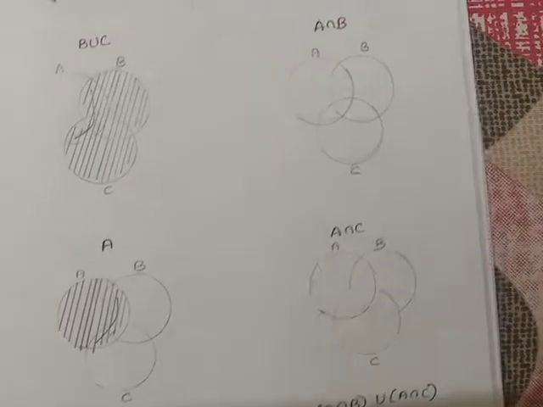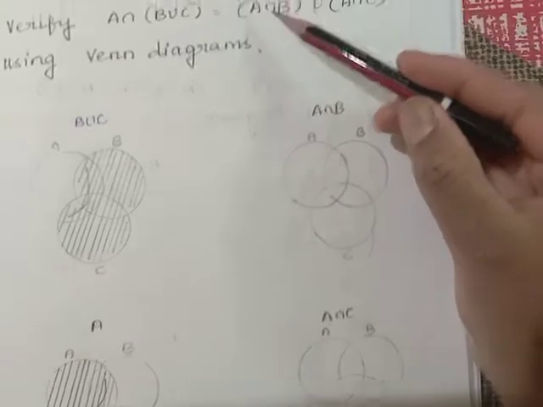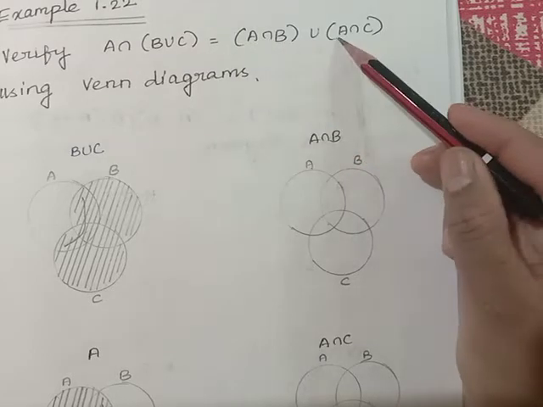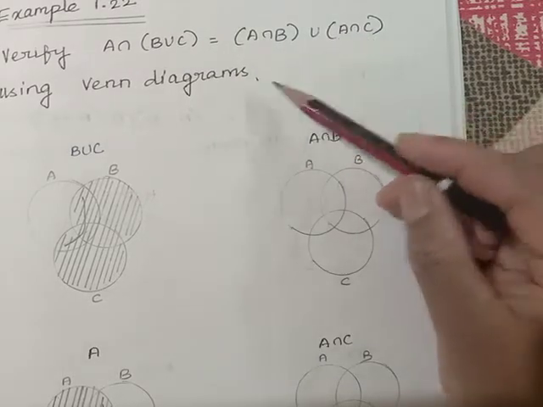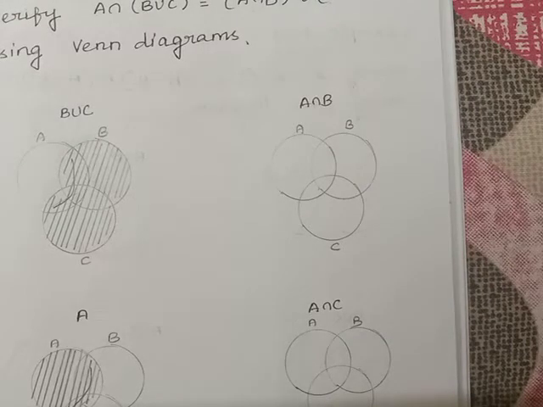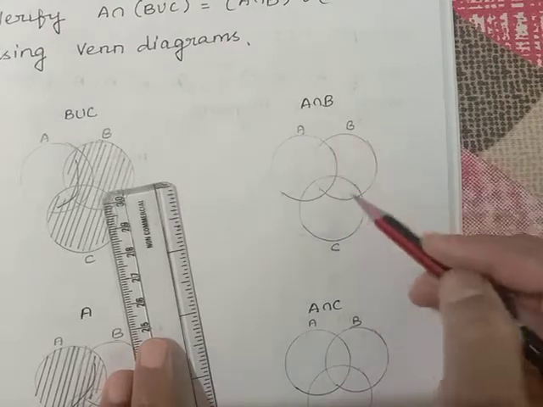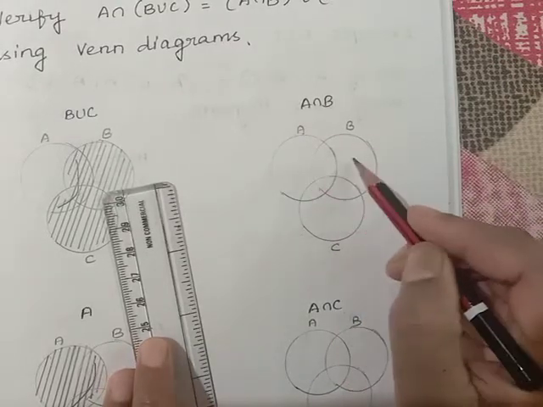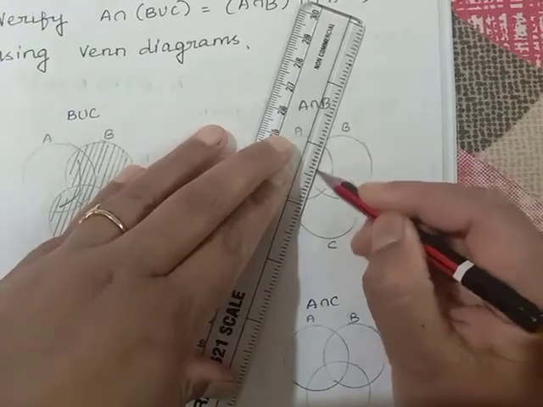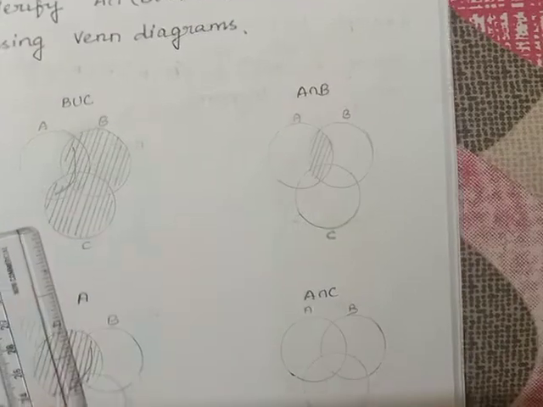Now coming to the right hand side. First we'll solve one by one inside the brackets. A intersection B, then A intersection C, then the whole term. First is A intersection B. What is meant by A intersection B? The common things between A and B. So this is the circle of A and this is the circle of B. The common part to both A and B is the center portion. That is called A intersection B.